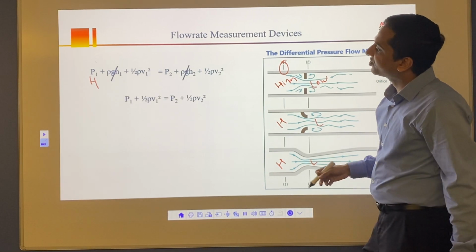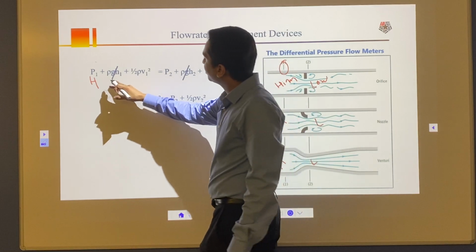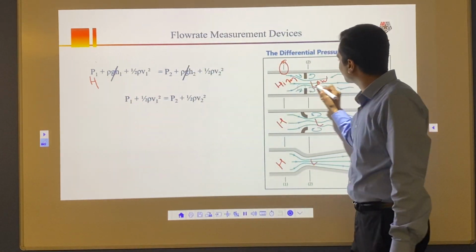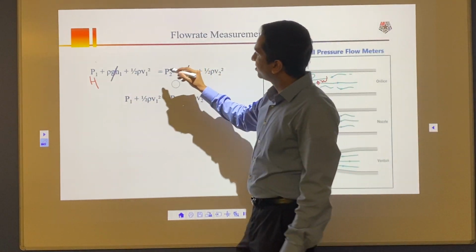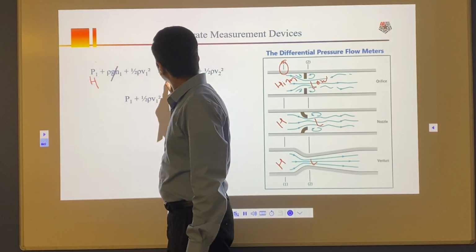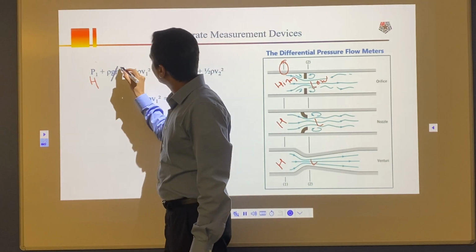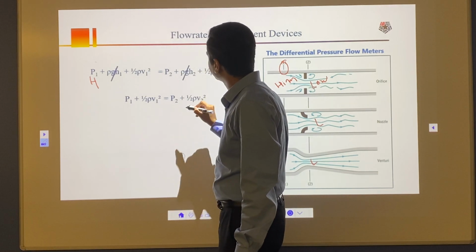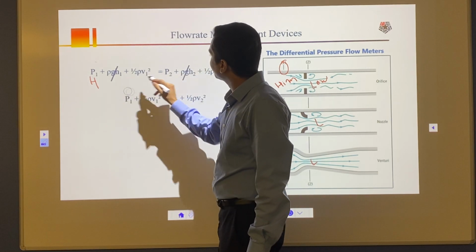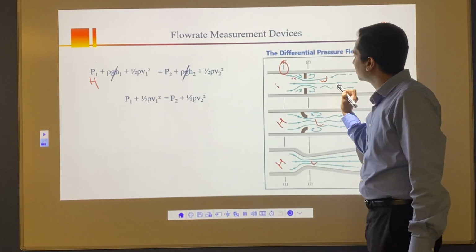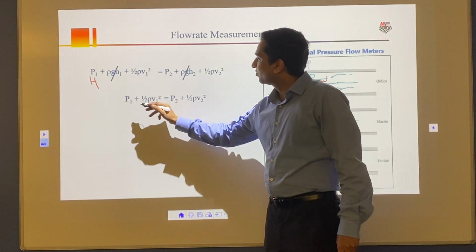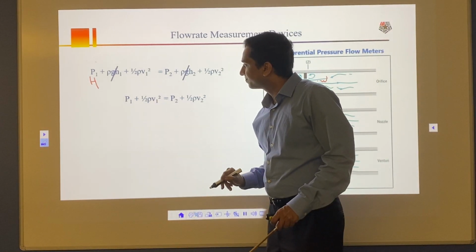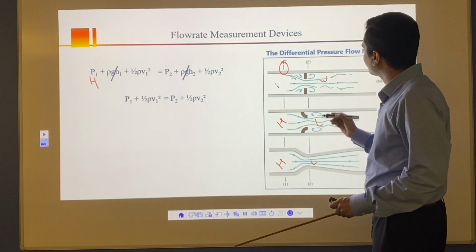Now we have another equation. As the meter is horizontal, we are going to cancel these two terms: we cancel rho g h1 and we cancel rho g h2. If you cancel h1 and h2 as they are horizontal, we have only 4 terms to deal with.